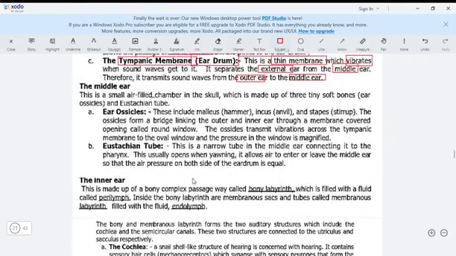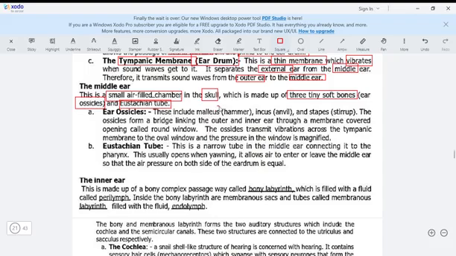Now let's look at the middle ear. This is a small air-filled chamber. It is small and air-filled. It is also inside the skull, meaning that it's not outer like the pinna. It's made up of three tiny soft bones, which they call ossicles. Apart from those three ossicles, we also have the eustachian tube that's found in the middle ear. Let's look at the ear ossicles.